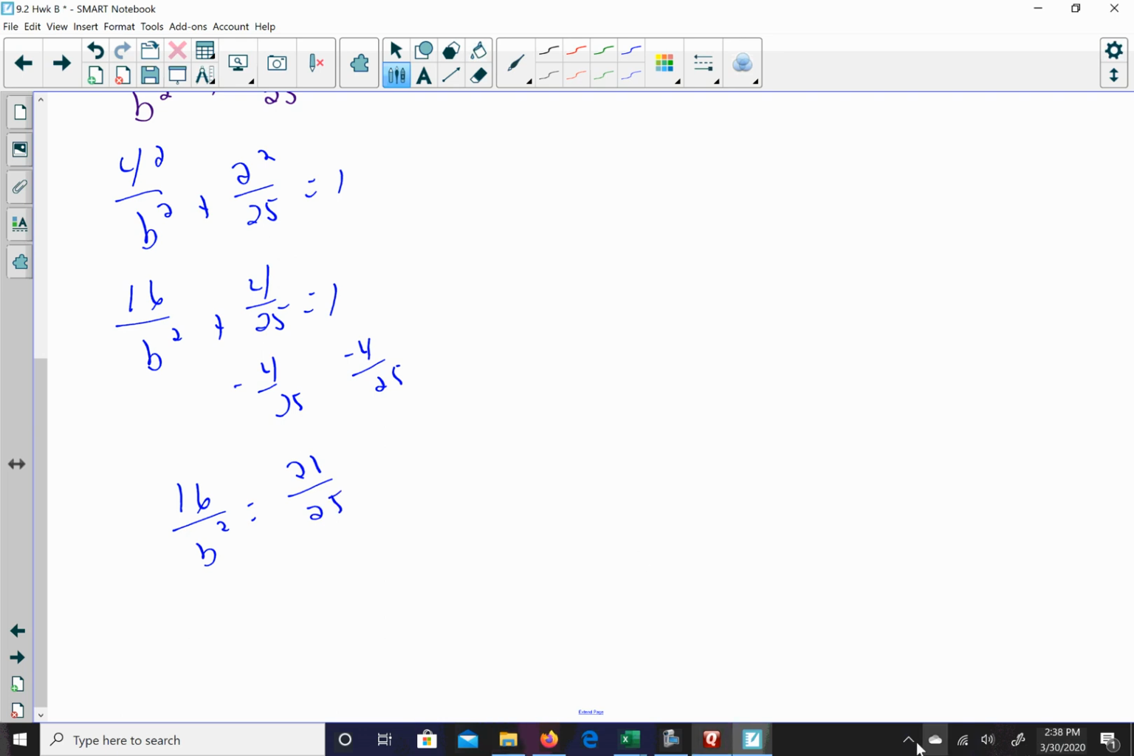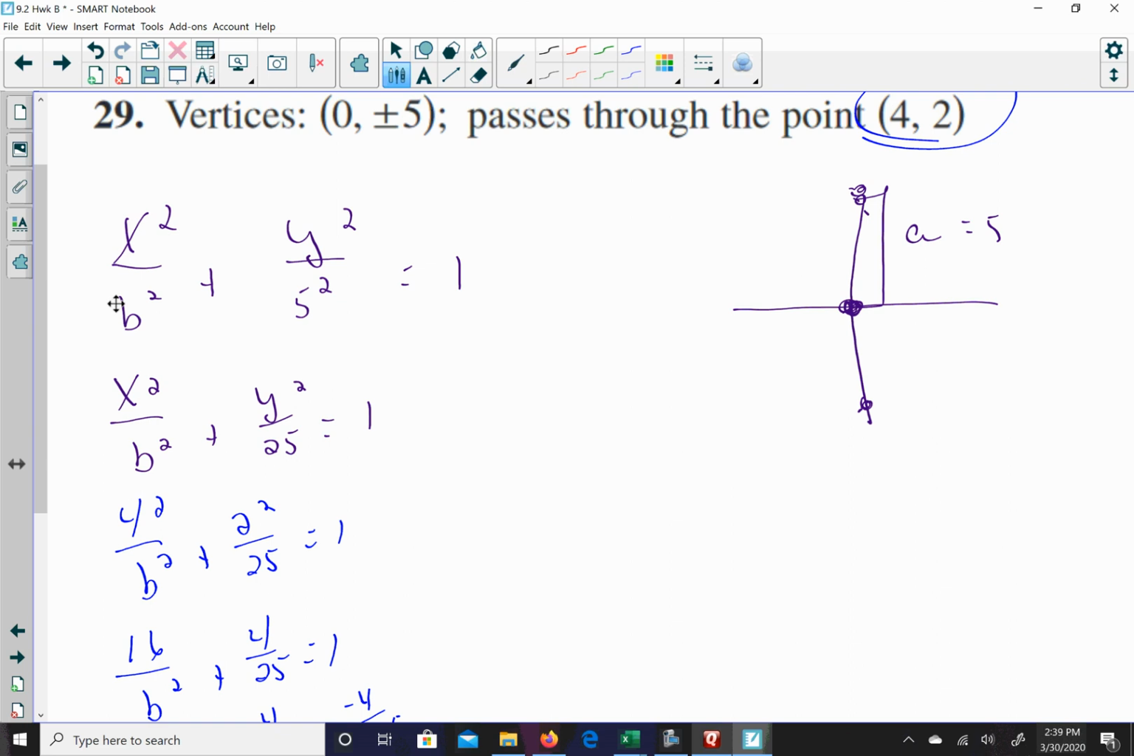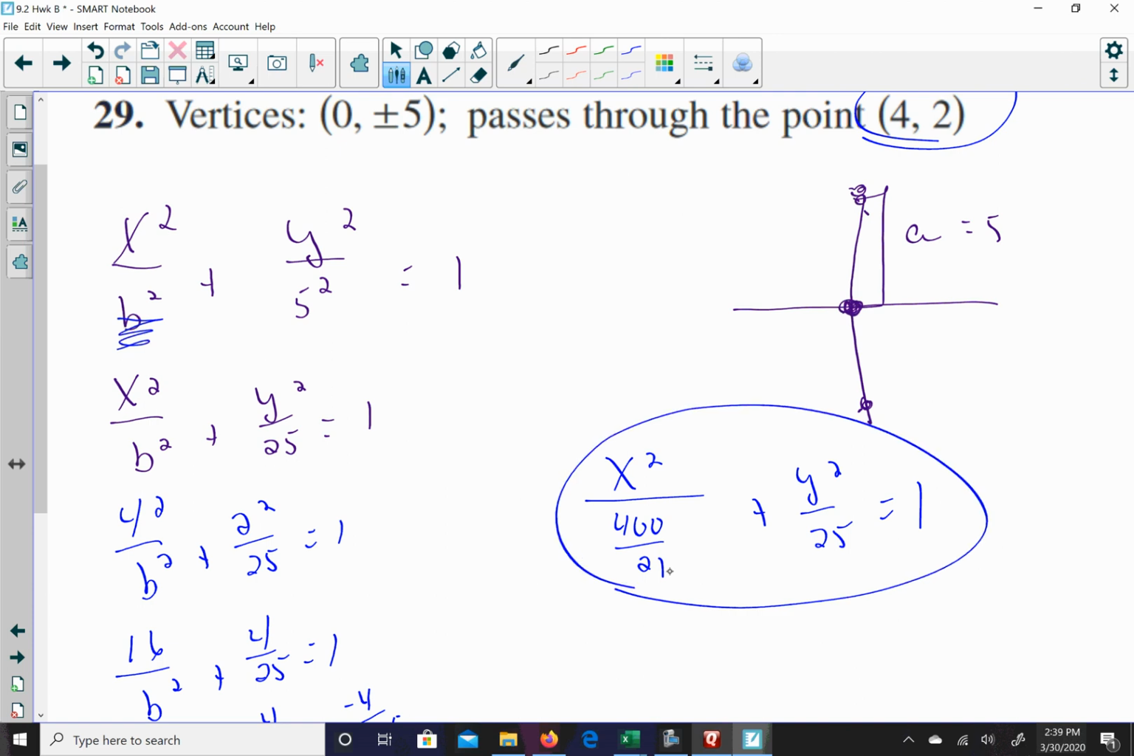Probably the best way for me to solve this would be to cross multiply. So I'm going to cross multiply, and when I do that, I'm going to get 400 is equal to 21 times b squared. Solving for b squared, divide both sides by 21. And so b squared is equal to 400 over 21. So I'm going to go back up here and put that in right here. So I'm going to have x squared over 400 divided by 21 plus y squared over 25 is equal to 1. And that's the standard form of the equation, and I am done.